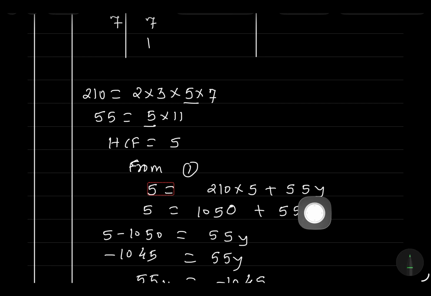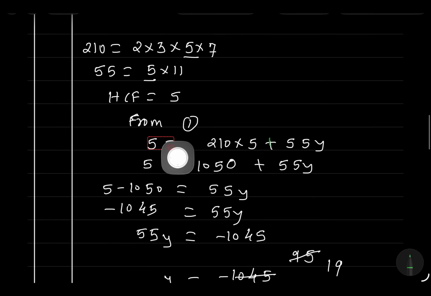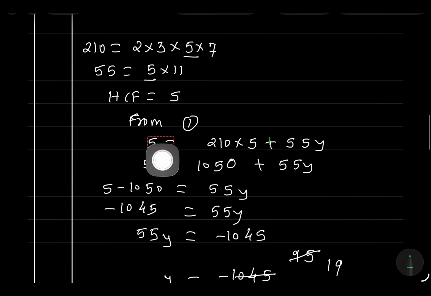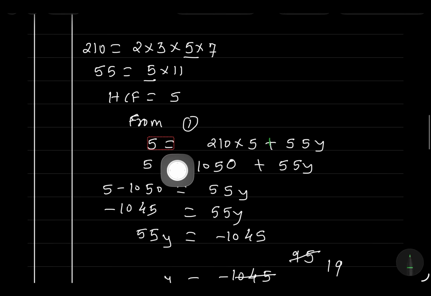So now we got the equation, so easily we can find y. So 5 equal to 210 into 5 plus 55y, okay. Then see, have you understood this step? Because both are the same: 5 is the HCF and this side is also the HCF, so both are equal.